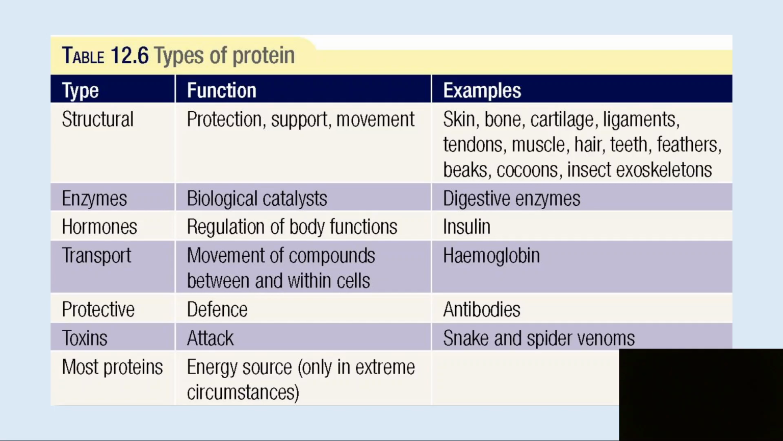Transport: movement of compounds between and within cells, like hemoglobin, a quaternary protein made up of myoglobin subproteins. Protective, defense: antibodies, proteins, toxins, attacks, snake and spider venoms, proteins.